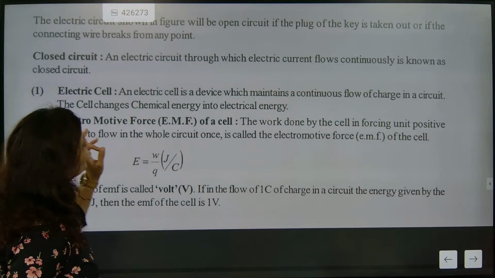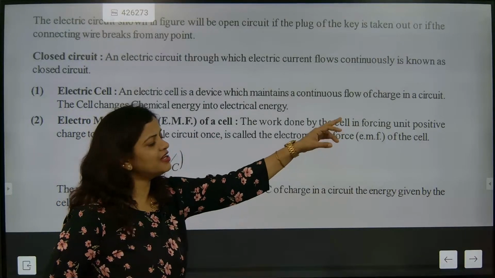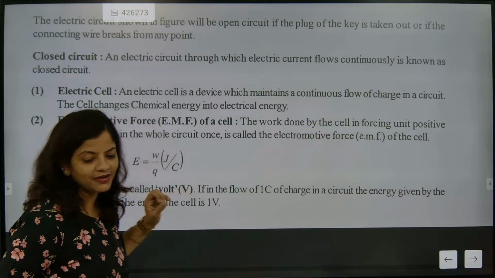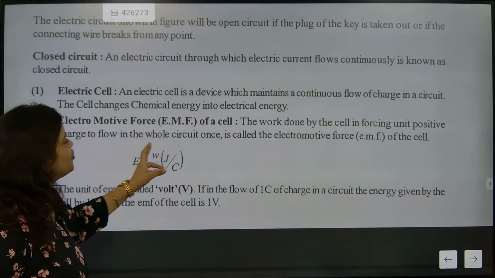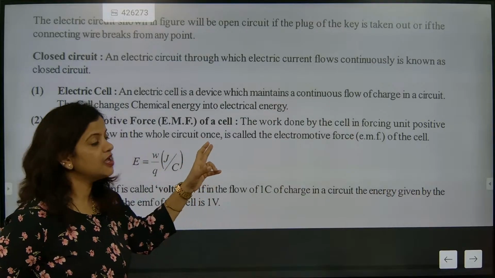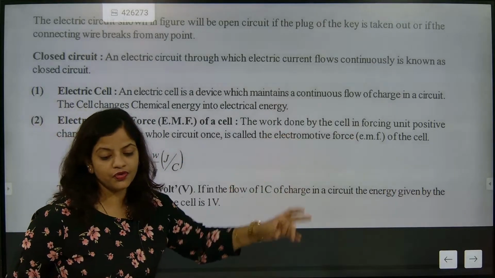So now look here. The work done by a cell in forcing unit positive charge to flow in the whole circuit once is called electromotive force.